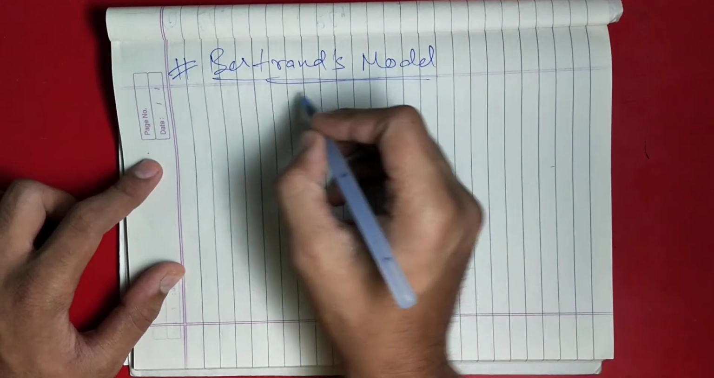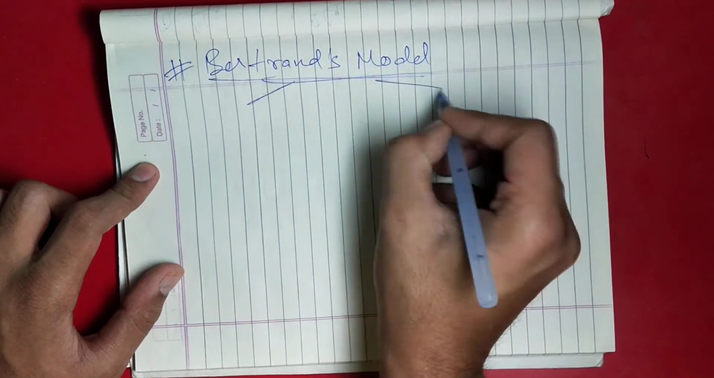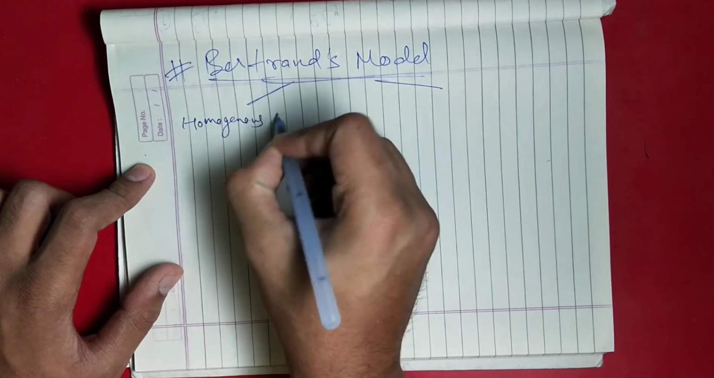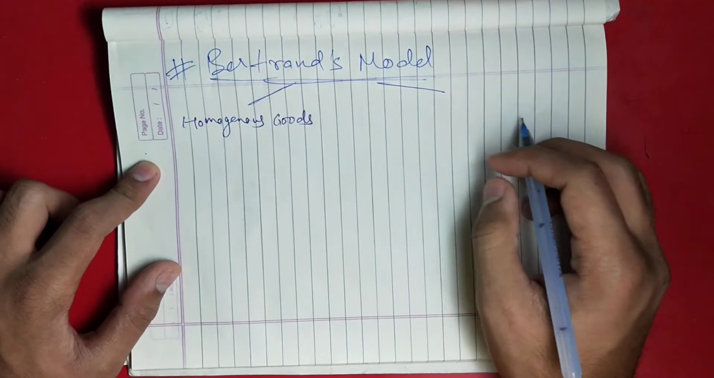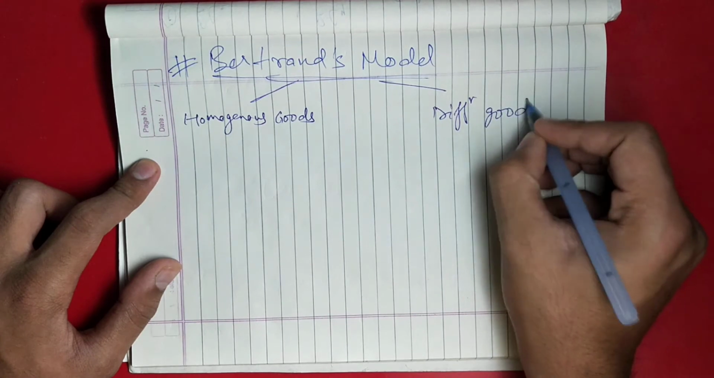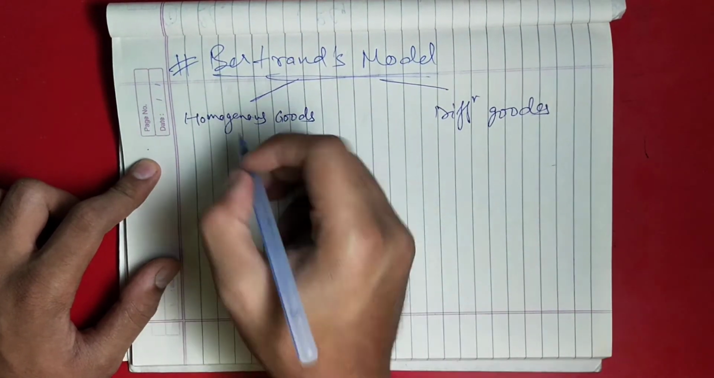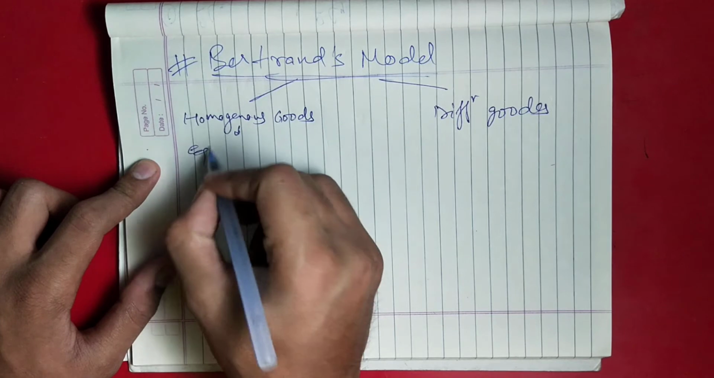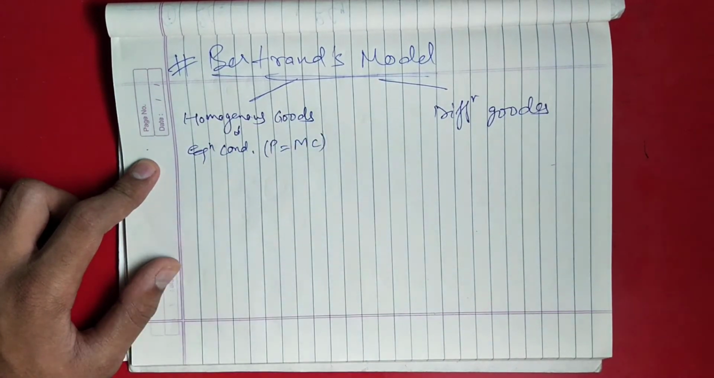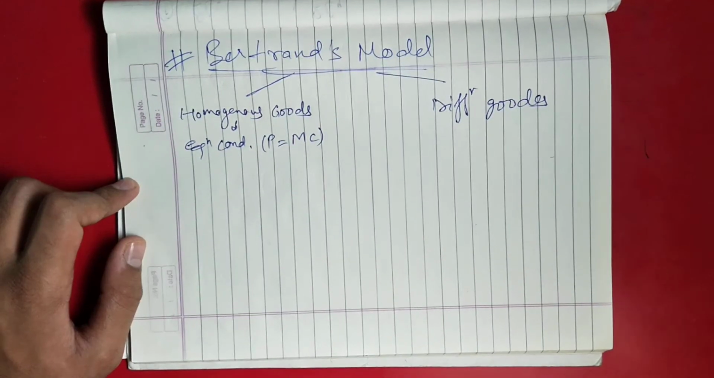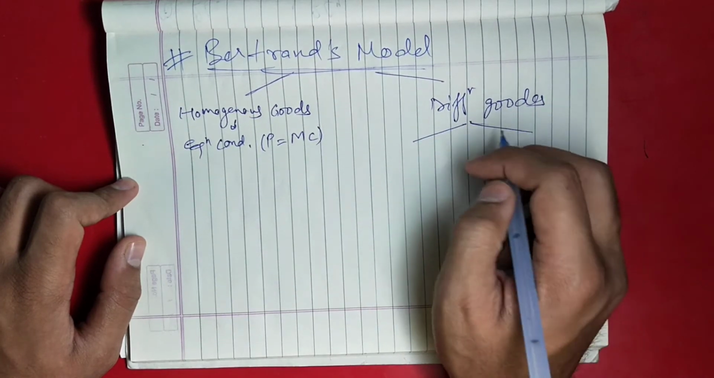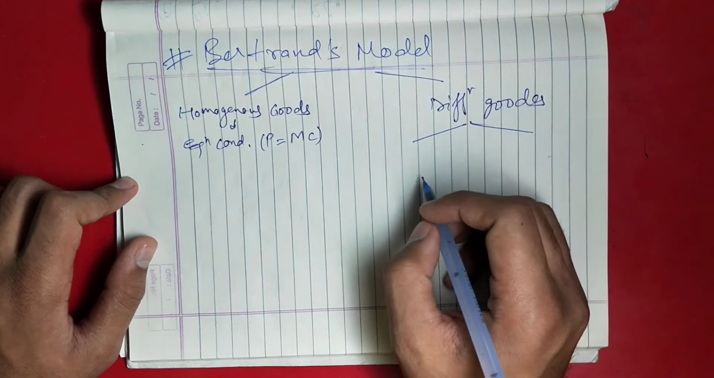So if I divide it into two parts, one can be written as homogeneous goods, like a seller can sell a homogeneous good or he can sell differentiated goods. You know the condition for a homogeneous good is P equals MC. P is equal to MC, right?